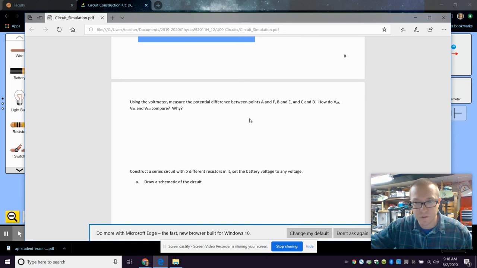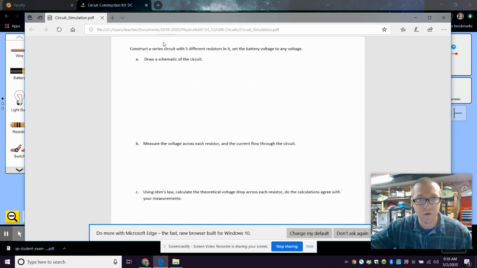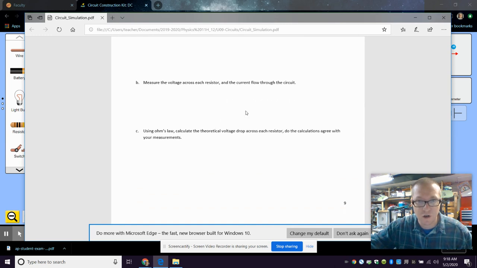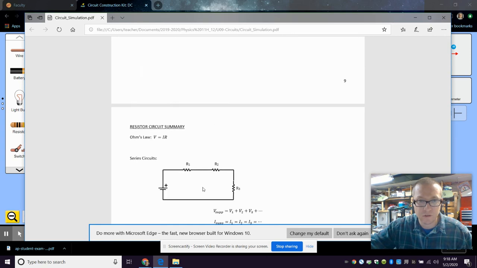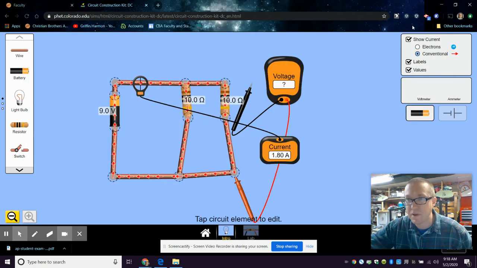You're going to measure voltages across all the parallel resistors, and then you're going to make a new series circuit, draw a schematic, measure the voltage across each resistor and the current flow, and then answer these questions. All right, and then there's a summary page of circuits. So do your best with this week.